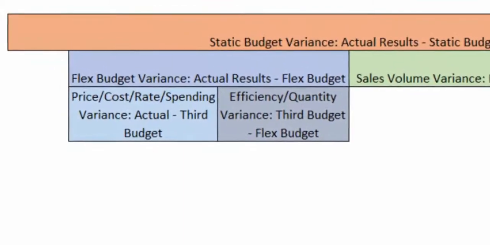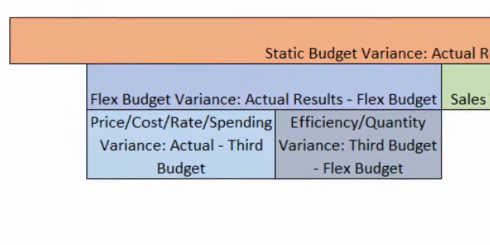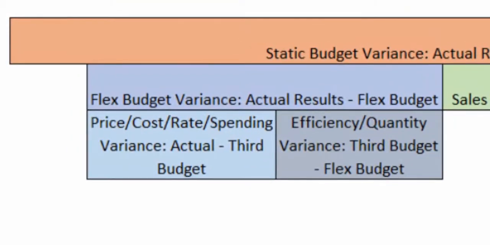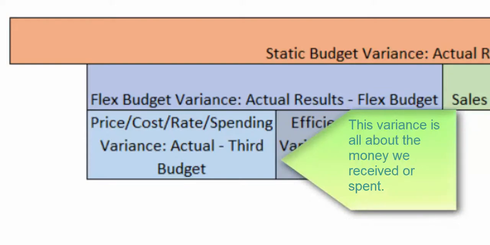What I want to do in this video is take that flex budget, primarily the flex budget, although we're also going to look a little bit at those volume variances, and we want to split that flex budget up into two additional pieces. We're going to do that by putting in yet another third budget in the middle. This one doesn't have a name. We're just going to call it the third budget. And it is going to allow us to take the difference between the actual results and the third budget. That will give us a price, cost, rate, or spending variance, something having to do with the dollar amount, depending on what it is we're looking at.